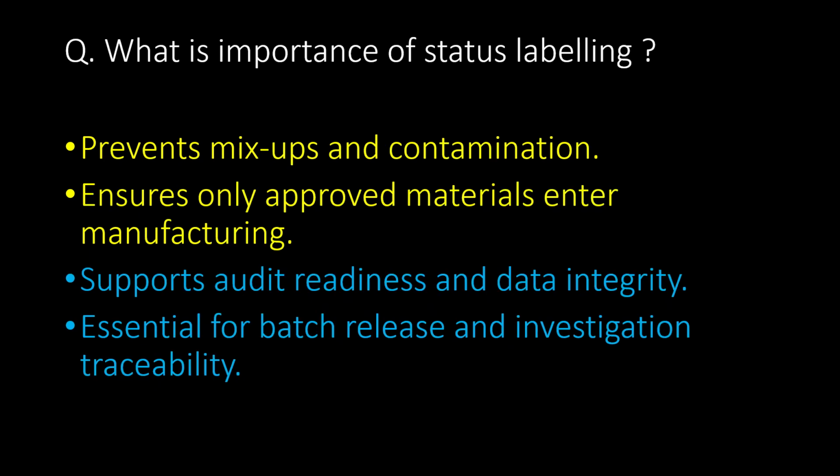What is the importance of status labeling? Status labeling is important to prevent mix-ups and contamination. It ensures only approved materials enter manufacturing. It supports audit readiness and data integrity. Status labeling is essential for batch release and investigation traceability.